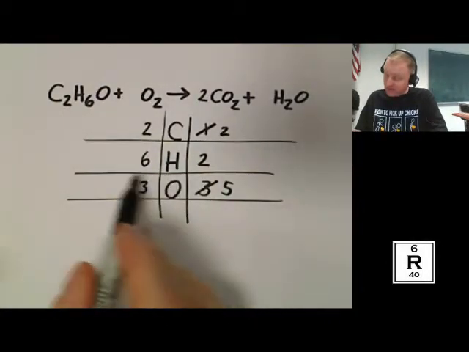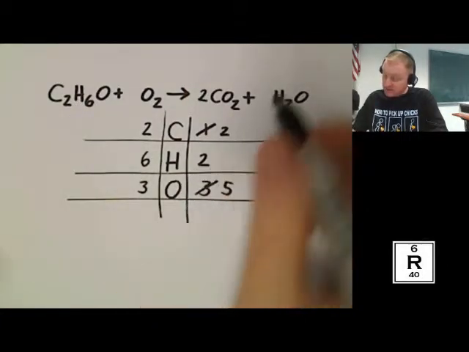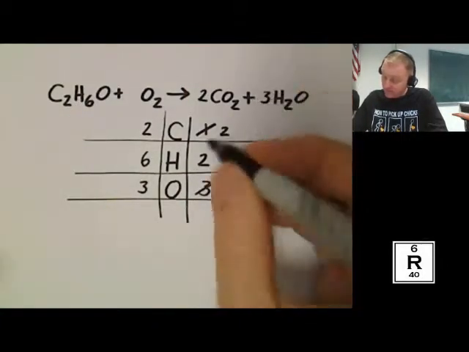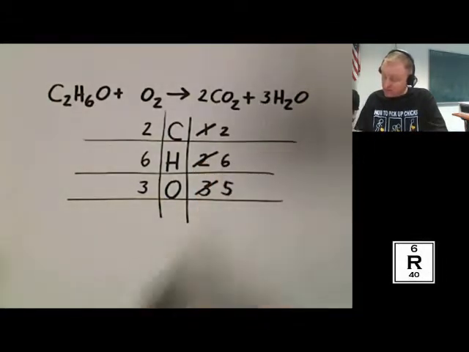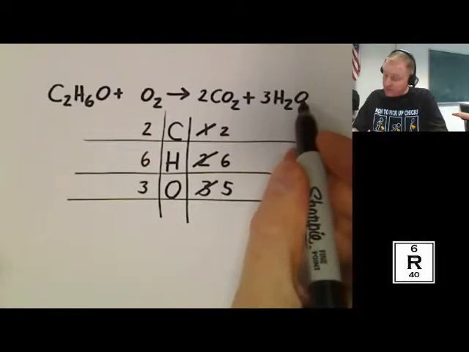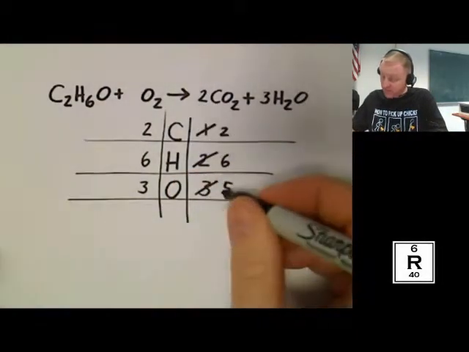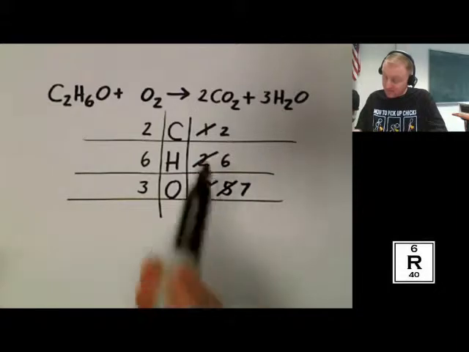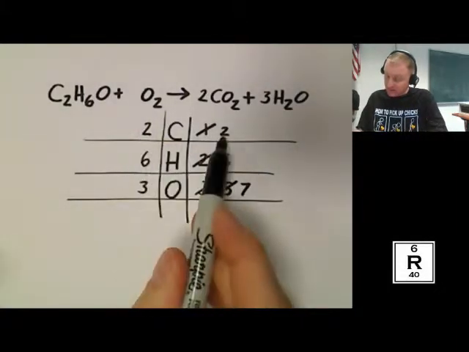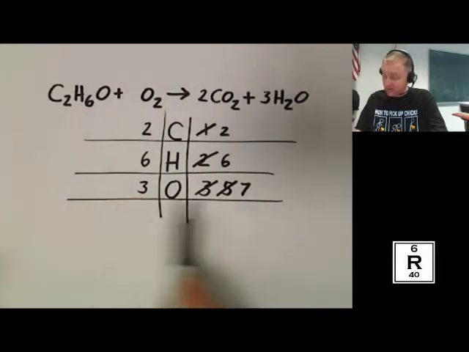Let's try the hydrogen. I've got 6 hydrogens here. I've only got 2. To get this to be a 6, if I put a 3 here, now I've got 6 hydrogens, but I've got 3 oxygens plus I've already got 4 over here. So 3 oxygens and another 4, I've just turned this into 7 oxygens. So this oxygen's gotten way out of control here. But let's take a look. The carbons are good, the hydrogens are good, so now I'm not balanced yet. The oxygens are not equal.